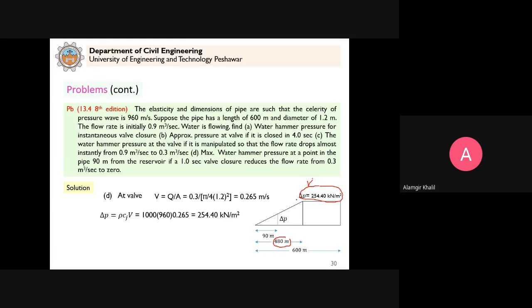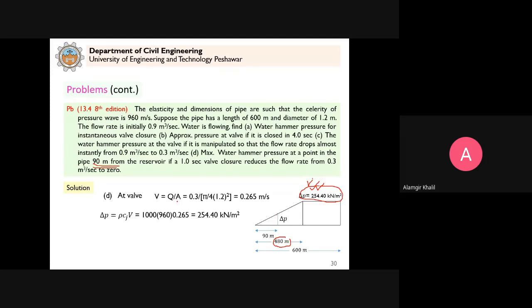Why? Because the unloading pressure wave has returned and it will not allow the pressure to reach the maximum value. This pressure which is here, it cannot reach this maximum value. Why? Because the unloading pressure wave has returned and it keeps it to lesser than the maximum value. This is what we studied earlier. So now it is asked to calculate the pressure at what? 90 meter. So 90 meter is less than 480 meter. That's why the maximum pressure will not occur at 90 meter, or less than that.